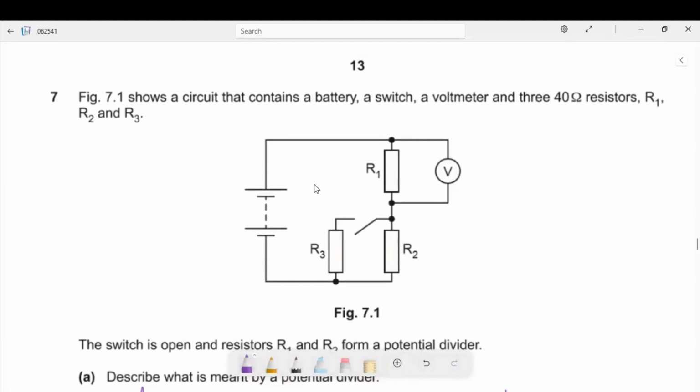Figure 7.1 shows a circuit that contains a battery. Here a battery is there, a switch is there, a voltmeter is there, and 3 40 ohm resistors are there. That is, here R1 is equal to R2 is equal to R3 is equal to 40 ohm. All resistor values are the same.